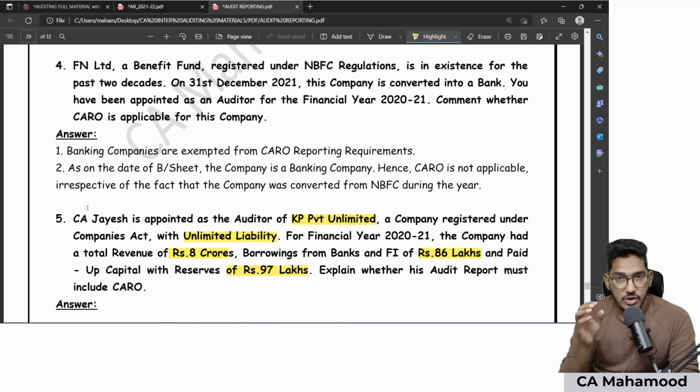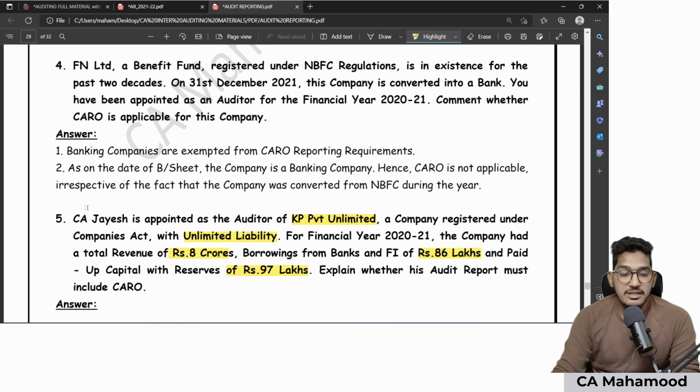So the company's turnover is less than 10 crore, borrowings from banks and financial institutions is less than 1 crore, and even paid up capital and reserves and surpluses balance is also less than 1 crore. Now, is the CARO applicable or not applicable? CARO will be applicable. Why? Because exemption is there for a private limited company subject to fulfillment of conditions.